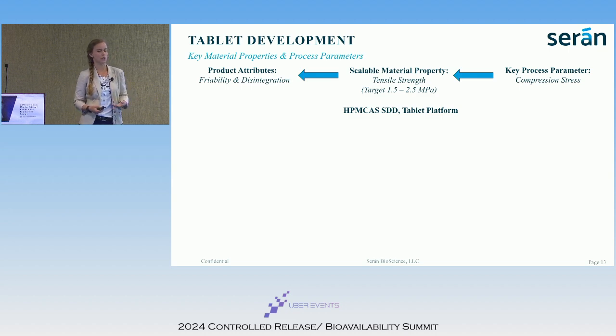When we think about the process parameter that we're using in real time on the floor in order to do that, it's compression stress. When we're assessing these formulations early on, we typically use these CTC profiles, which is compactability, tabletability, and compressibility, and I'm going to do them out of order.